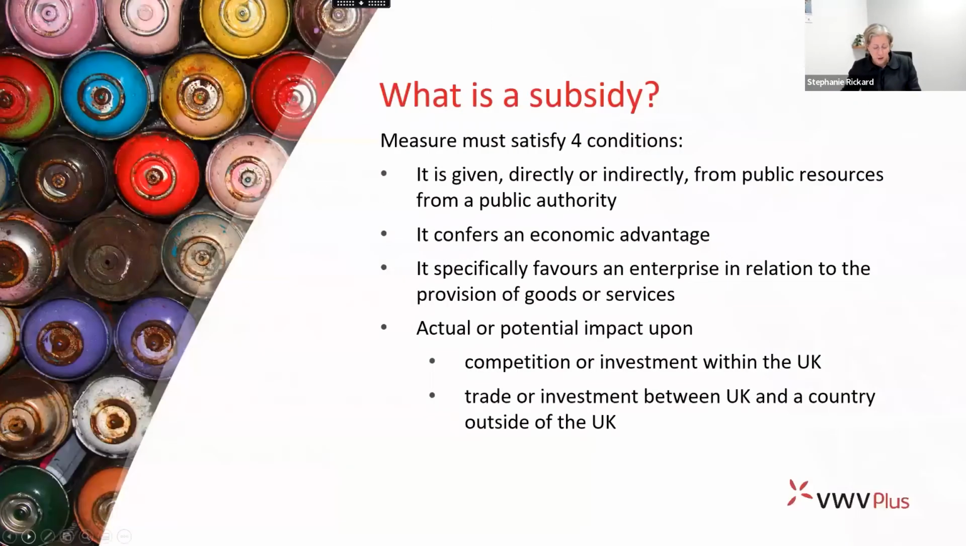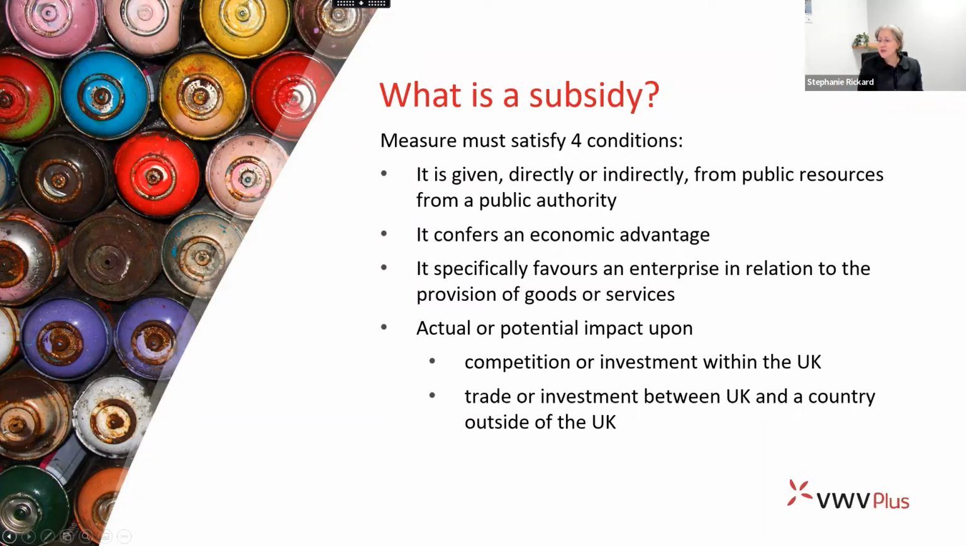Right, what is a subsidy? There are 4 conditions, and as I said, the concept should be familiar. You have to have a measure which is given directly or indirectly from public resources from a public body. And the indirectly is important because you may have organisations, for example, a catalogue of organisations which aren't directly public bodies, but they pass through funding and they will be caught.